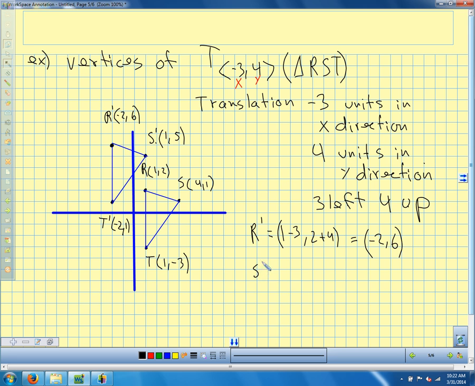S prime, I'll take the coordinates of S, subtract 3 from the x, 4 minus 3, and add 4 to the y, 1 plus 4, and I get 1, 5. Just like I got right here. And I could say T prime, take the coordinates of T, subtract 3 from the x, add 4 to the y, and I get -2, 1. Just like I got here.